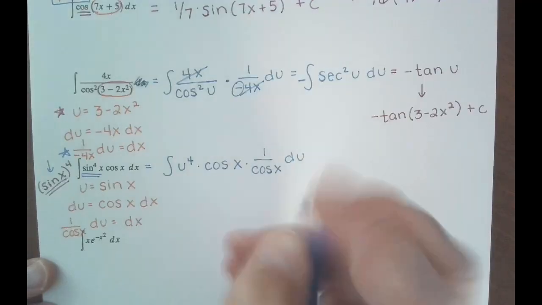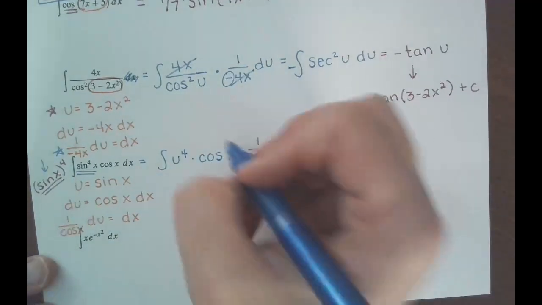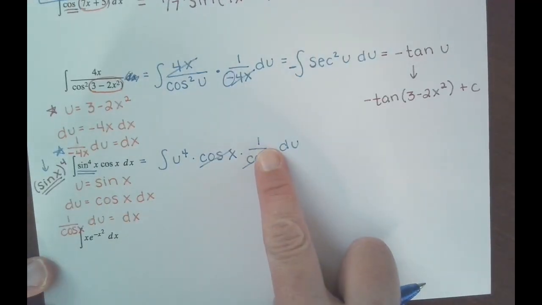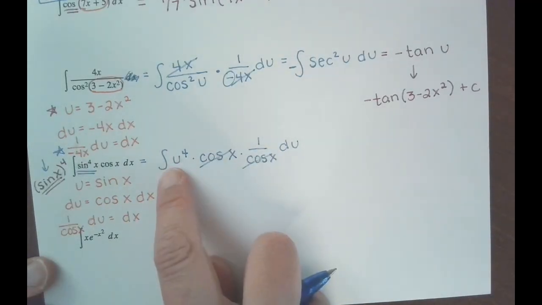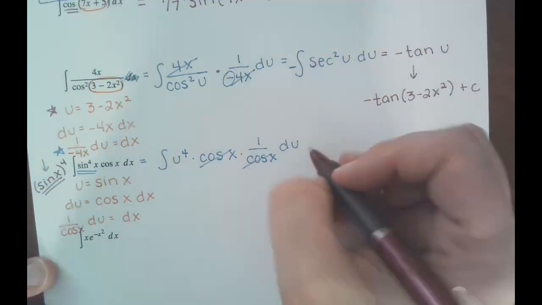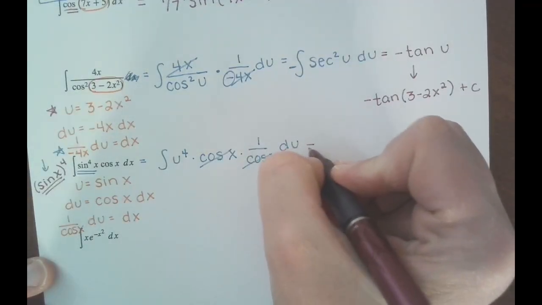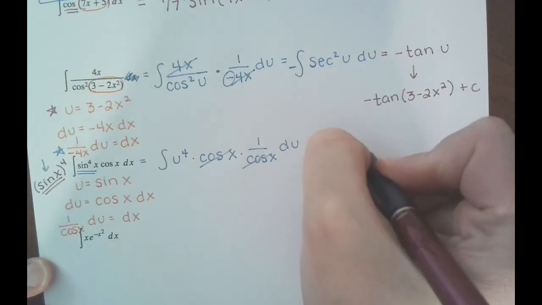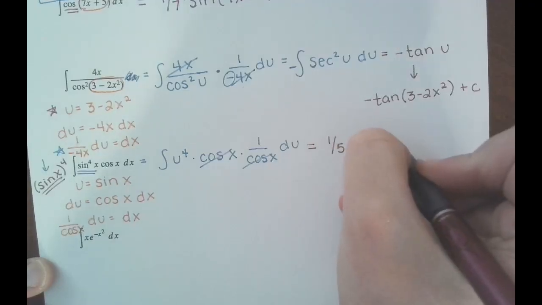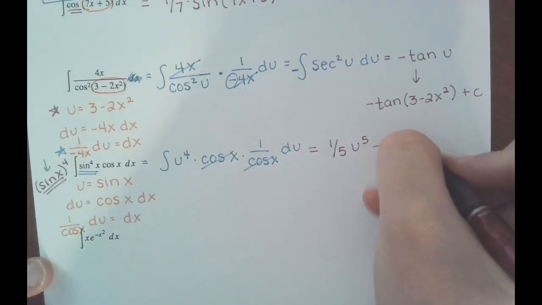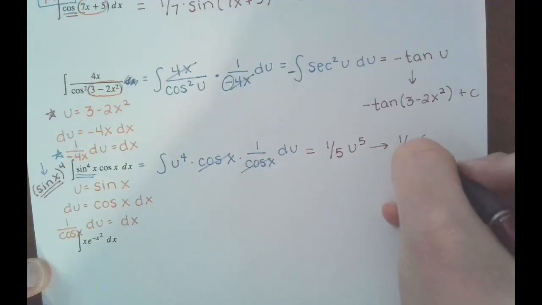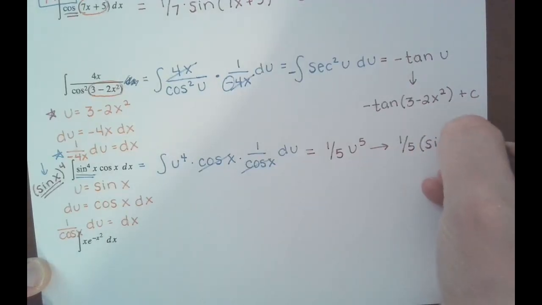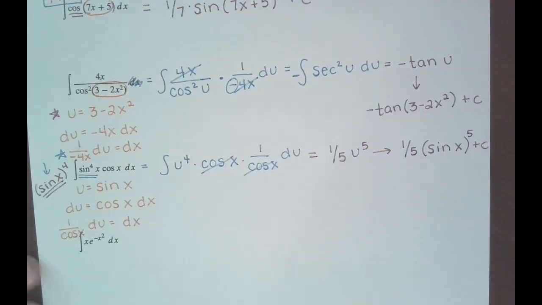du. And we don't like the x's and u's mixed together, but it's okay because these x's are about to go away. And I don't really care about that 1, right? That's not going to change anything. So I really just have an integral of u to the fourth. An antiderivative of u to the fourth would be 1/5 u to the fifth. And then let's plug our u back in. So 1/5 sine x, because that's u, to the fifth plus c.